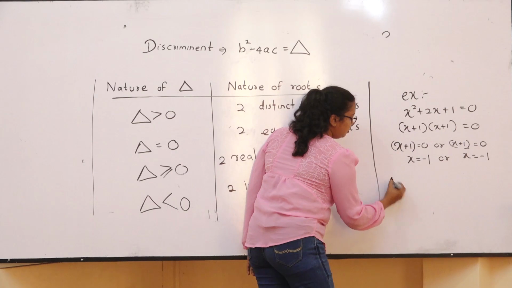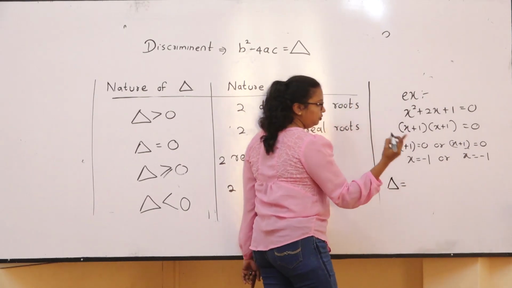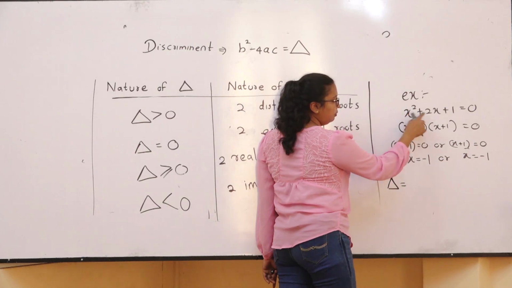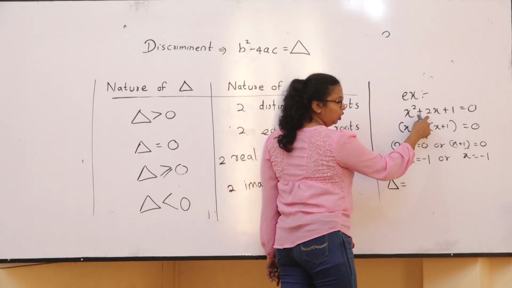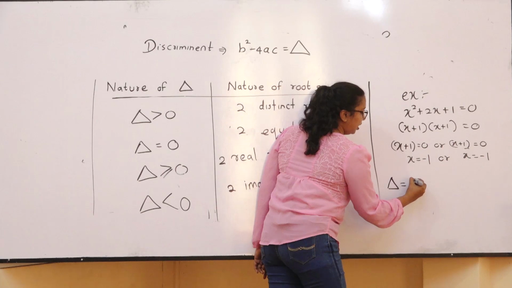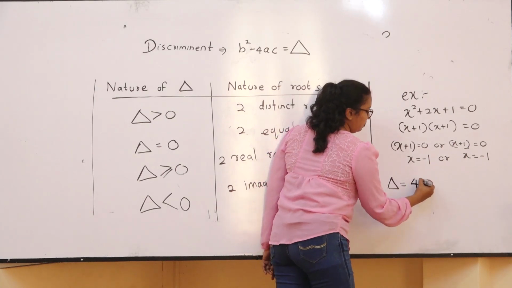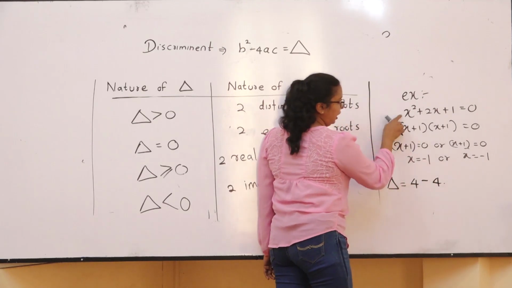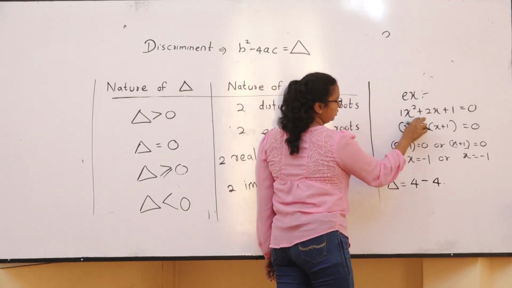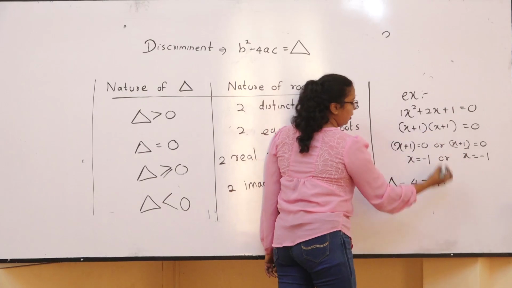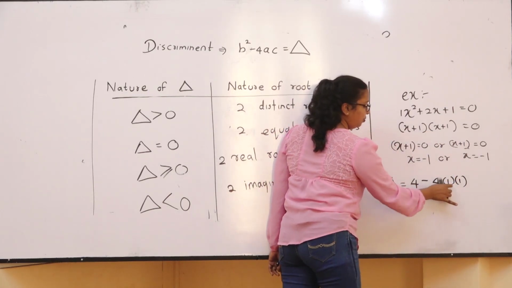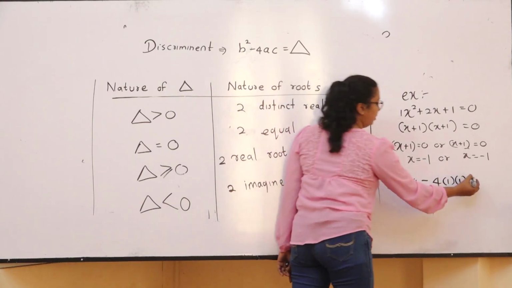What is the discriminant? b squared minus 4ac. Now here we have ax squared plus bx plus c. What is our b? 2. 2 squared, that is 4, minus 4ac. 4 into a, which is 1 here, 1x squared, and c also 1. 4 minus 4 into 1 into 1. 4 minus 4 means 0.